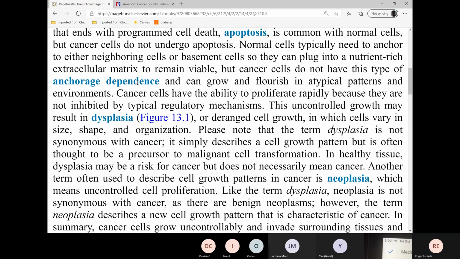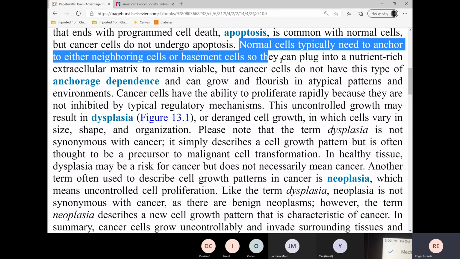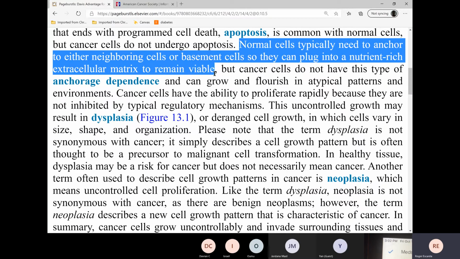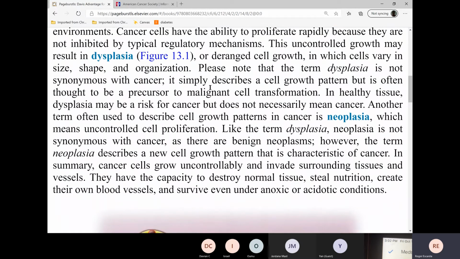Another is anchorage dependence. Normal cells typically need to anchor to neighboring cells. They can plug into the nutrient extracellular matrix to remain viable. Cancer cells do not have that. So they will go beyond their existing location, not just their close neighbor. They'll go somewhere else. They'll continue to grow and tap nutrients from other areas of the body as well. So they not only will get blood and nutrients from their own blood supply, they'll command the body to grow new blood vessels to feed it, meaning they will demand more blood flow to sustain them, and as a result of that increased blood flow, they grow bigger, they grow faster.